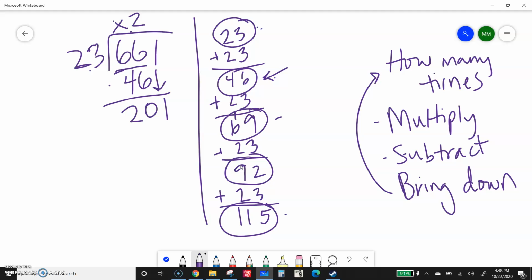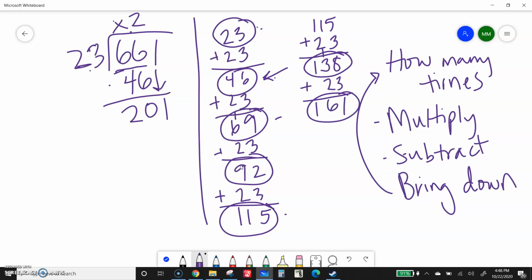Well, my 115 was not close enough, so I'm going to need to add on some more and make a new column. That is the benefit to partial quotients, is you can just go with what you know and you can just take it out multiple times. This one requires getting as close as I can to that number. So I have 115, 138. Next multiple. Okay, we're getting closer.